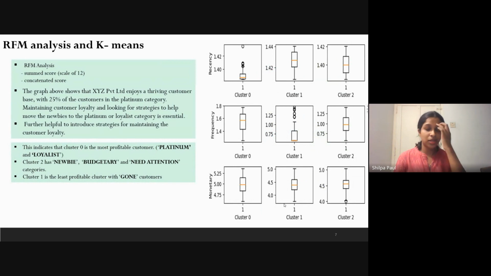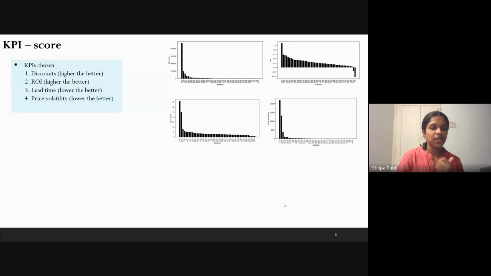So cluster 0, the better cluster, had the platinum and the loyalist. Cluster 2 had the newbie, budgetary, and needs attention ones, and cluster 1 had the gone customers. Now moving on to the last one, that was the KPI scoring.